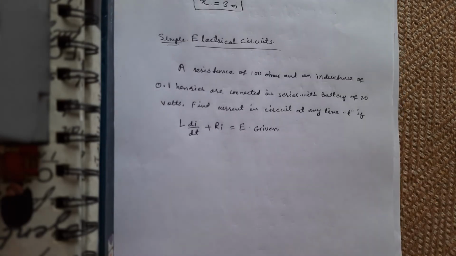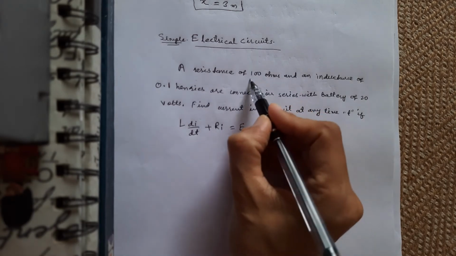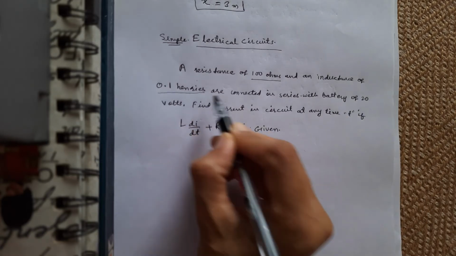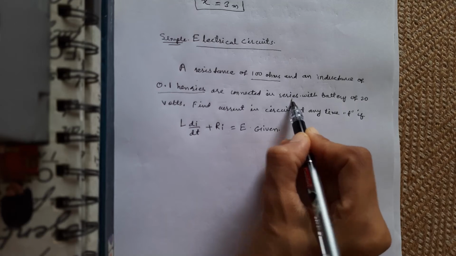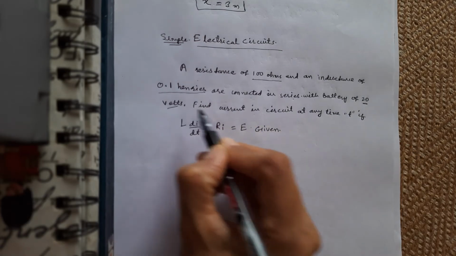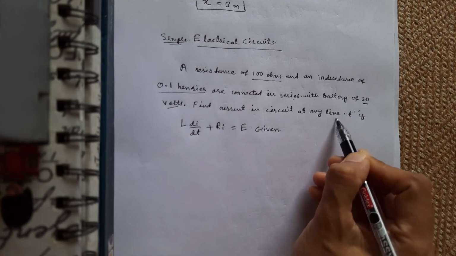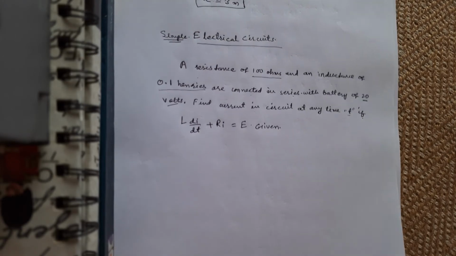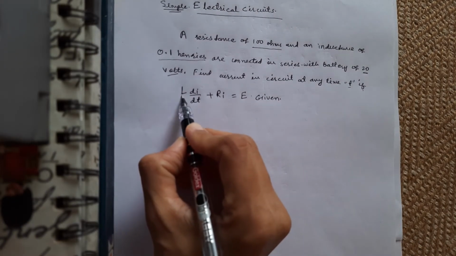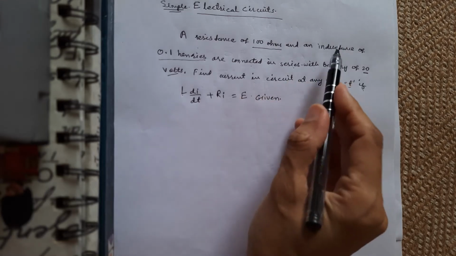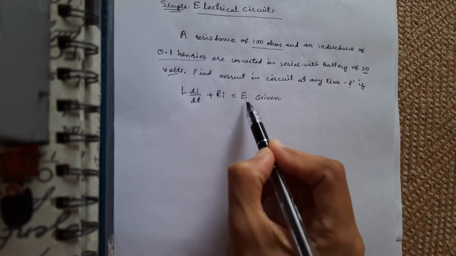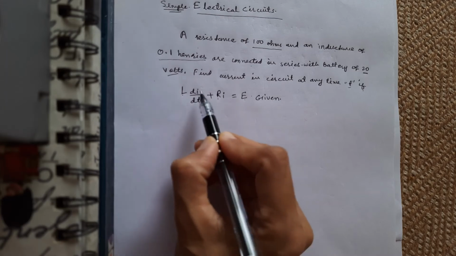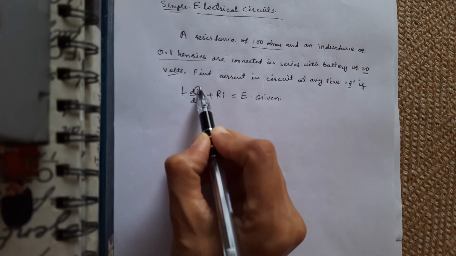Okay, so the problem I have written here: a resistance of 100 ohm and an inductance of 0.1 henries are connected in series with a battery of 20 volt. Find the current in the circuit at any time t, if this equation of the circuit is given to you. L is the inductance, R is the resistance, E is the battery voltage, given as 20 volt, and we want to find out the current I.